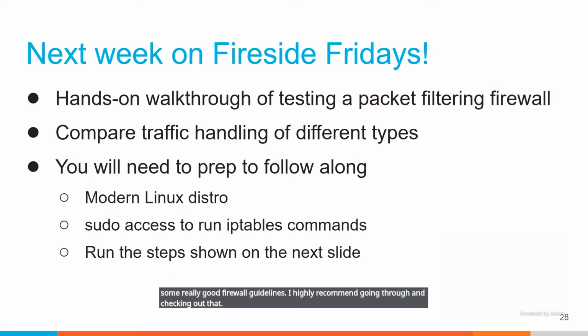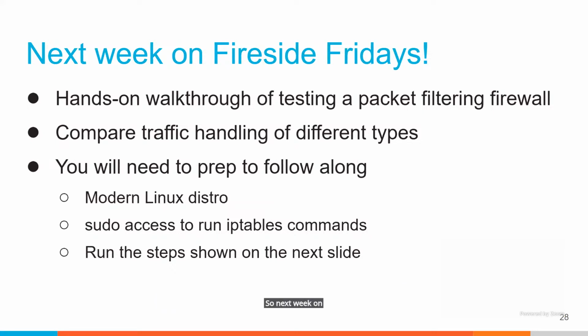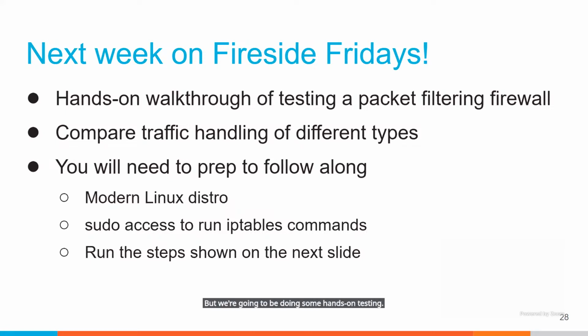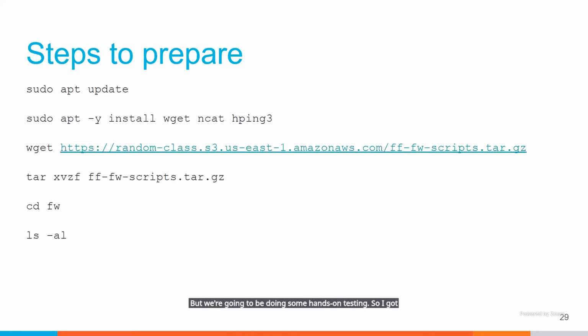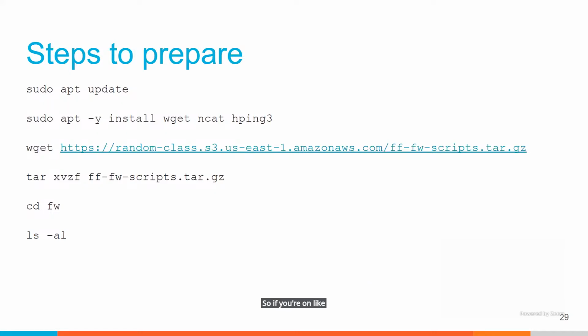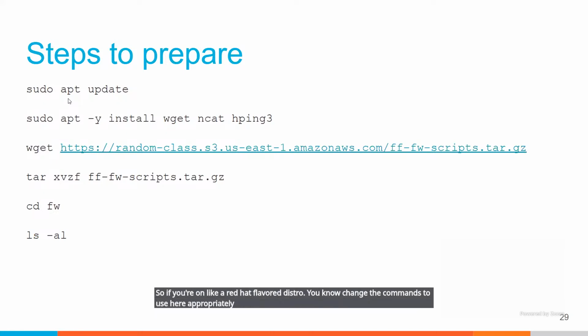So next week on Fireside Fridays, we're going to be talking about firewalls again, but we're going to be doing some hands-on testing. So I got a couple of steps for you in case you want to prepare for next week so you can follow along with what I'm doing. If you're on a Red Hat flavored distro, change the commands to use yum instead of apt, or whatever the case may be. But all we're doing is an update.